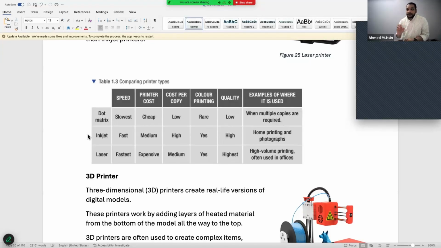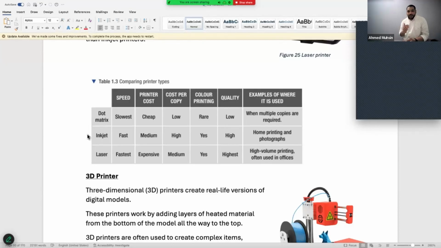They are fast, but they are not the fastest. They are fast in producing printouts. Printer cost is medium, cost per copy is high. Color printing, yes, they do support color printing, high quality. Can you guys read the last one thereafter?